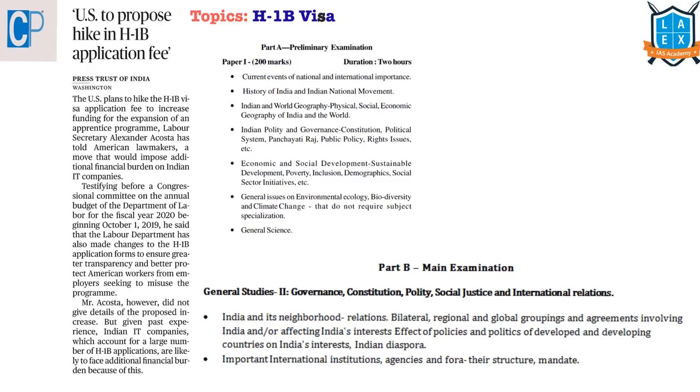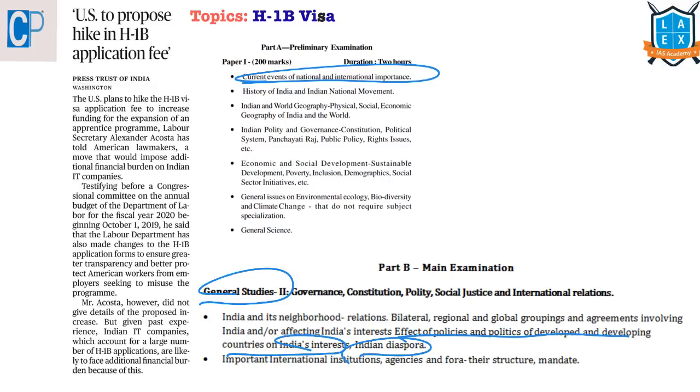The next article is US to propose hike in H1B application fee. The US government has decided to increase the H1B application fee. And in case of prelims, it comes under the topic of current events of national and international importance. In case of mains, it comes under GS paper 2 under the topic of effects of policies and politics of developed and developing countries on India's interests and Indian diaspora.